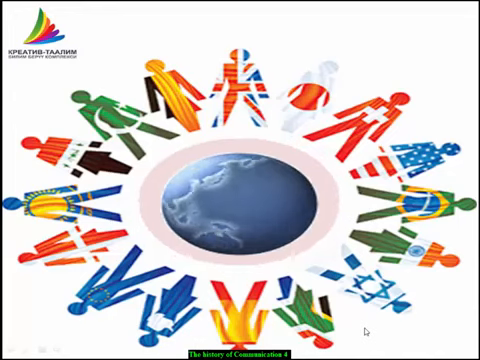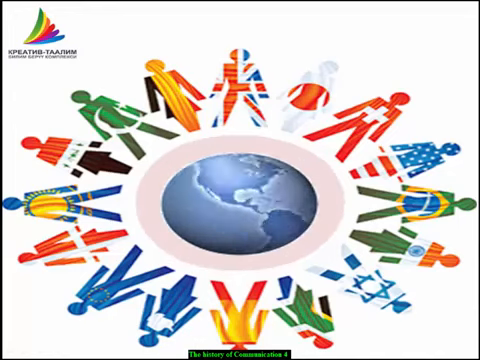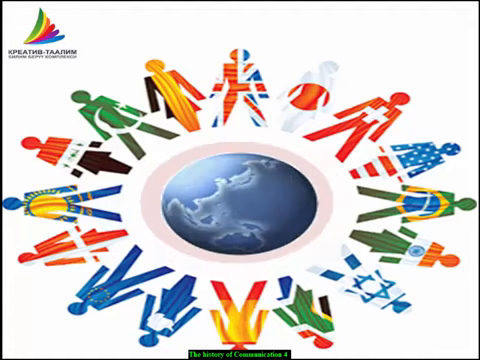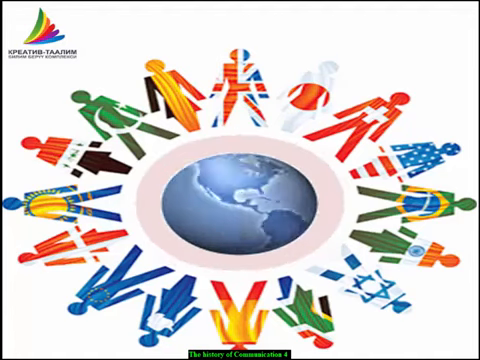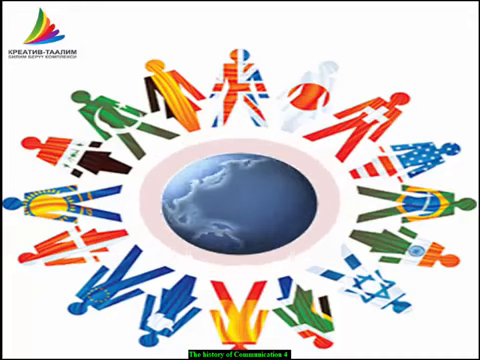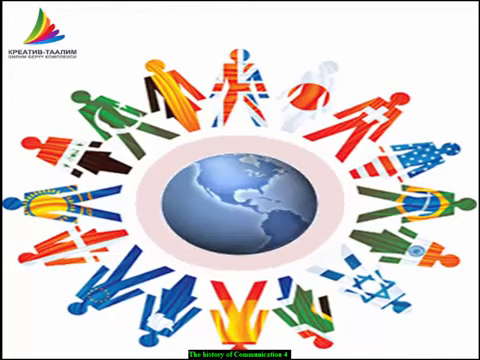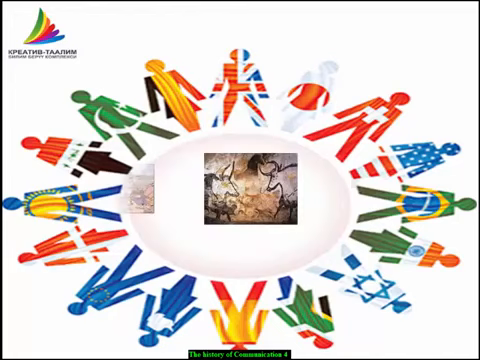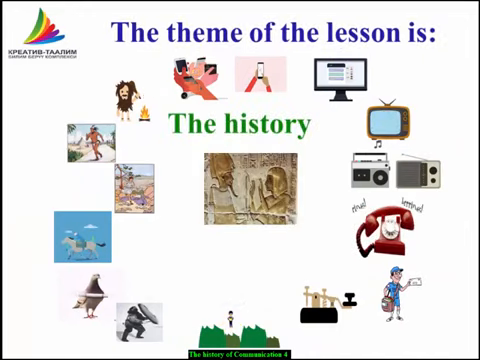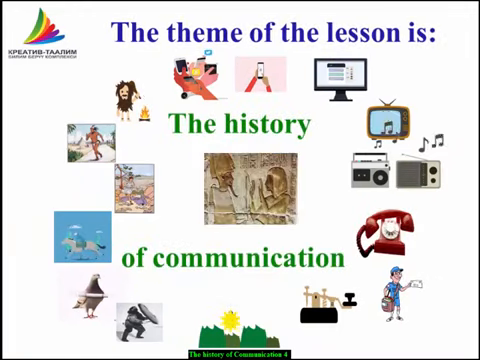What do you see here? You see here our planet Earth and the people who live there. How can we connect this picture with the theme of our lesson? We live on the Earth and we always communicate with each other. The theme of our lesson is the history of communication.